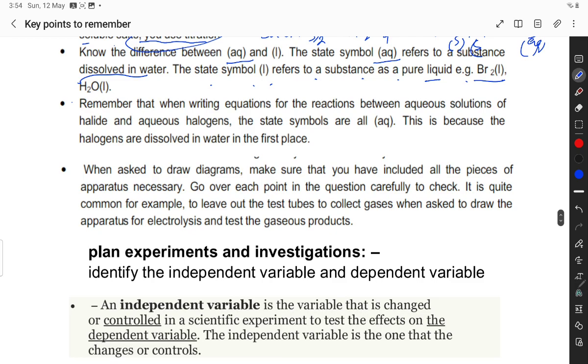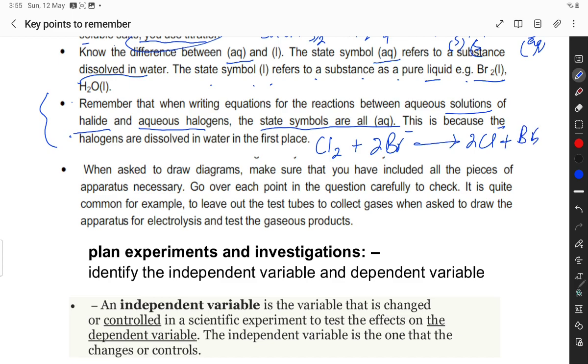Remember that when writing equations for the reaction between an aqueous solution of halide and aqueous halogens, the state symbol for all is aqueous. This is because the halogens are dissolved in water. This is very important. For example, if you write down like this, 2Br negative to form 2Cl negative plus Br2, so this is also aqueous.